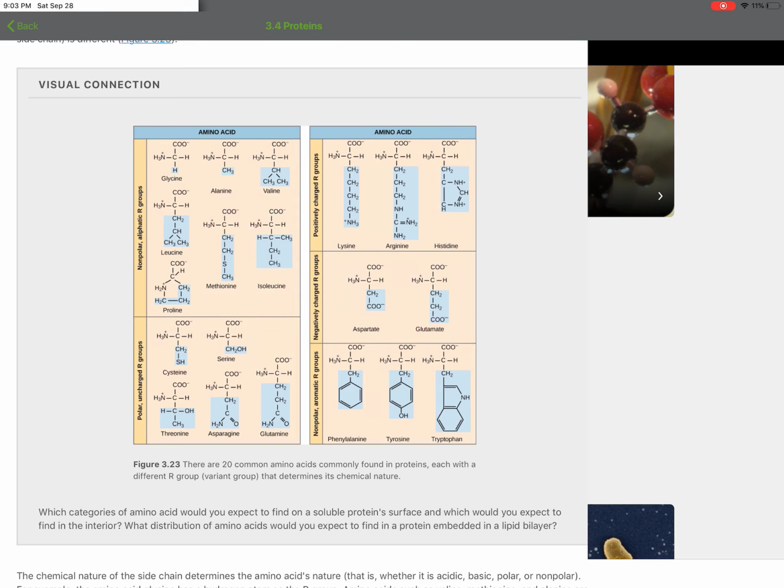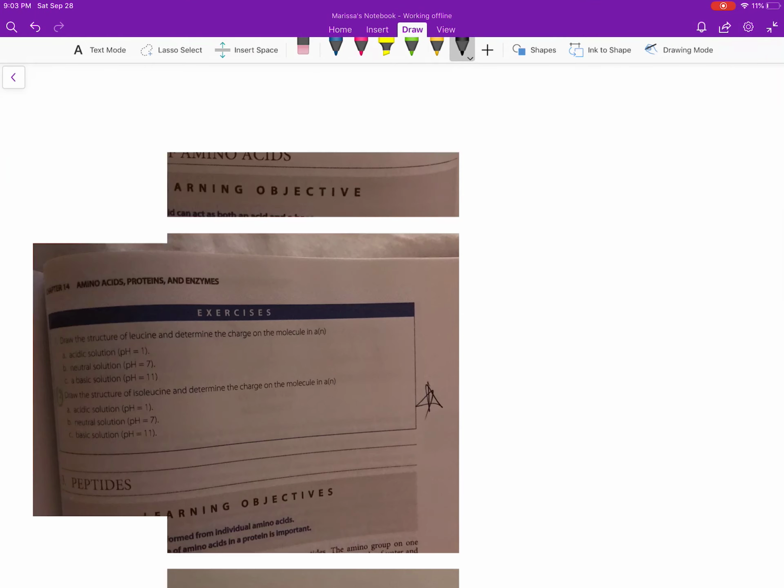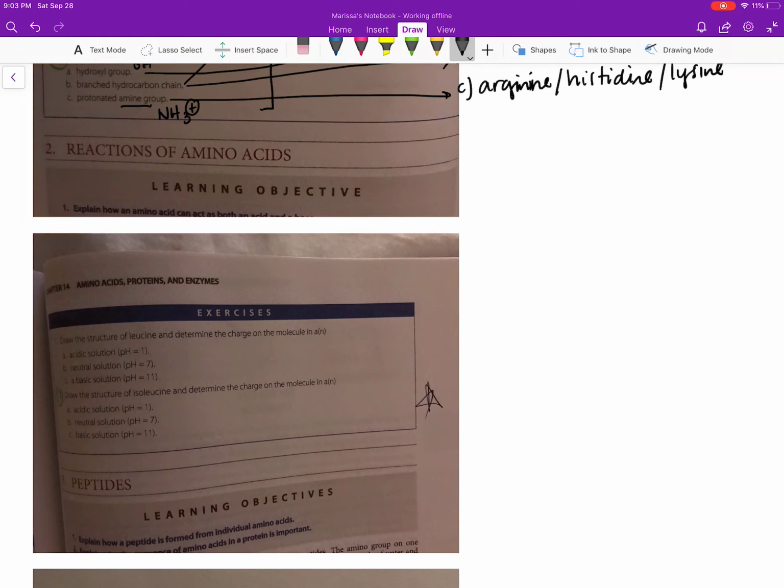So isoleucine is in the upper left-hand box. It has a branched hydrocarbon. So let's make sure we draw that correctly. Okay, so I'm going to draw... Okay, so hopefully, looks like I got everything on there.